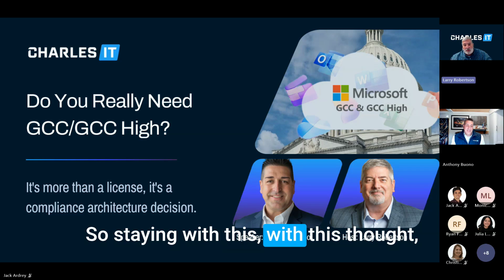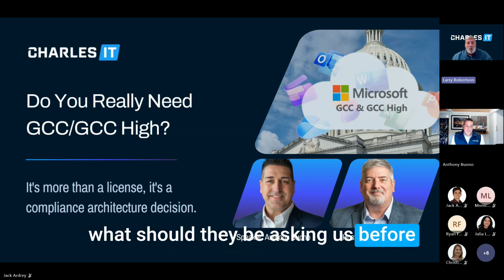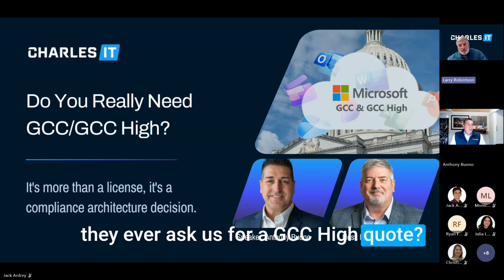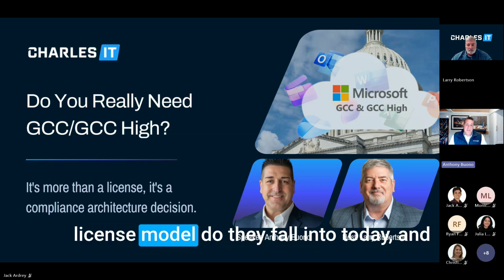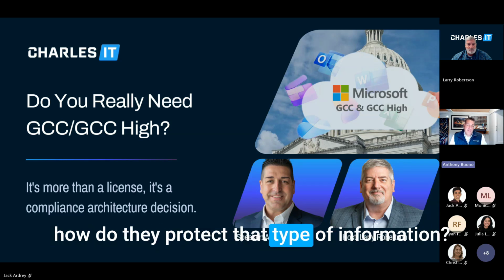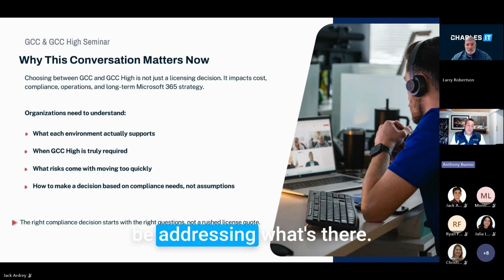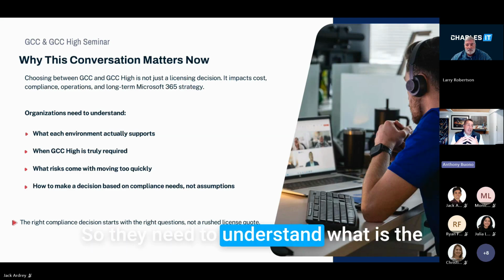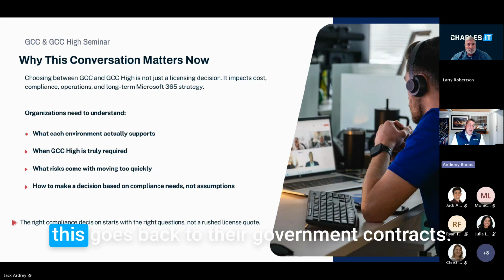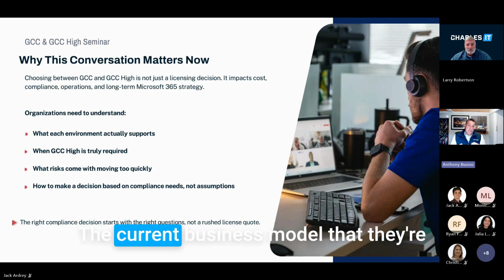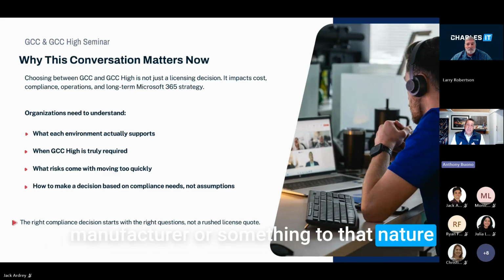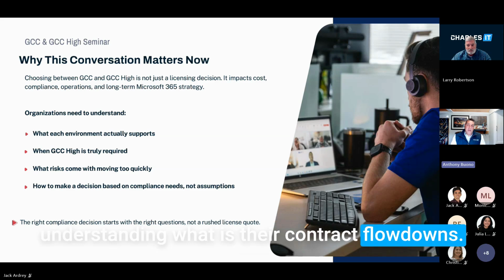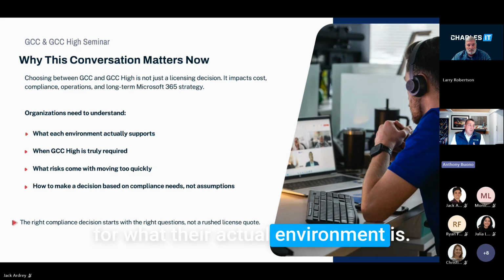So staying with this thought, what should they be asking us before they ever ask us for a GCC High quote? Yeah. One of the things is really what type of license model do they fall into today, and how do they protect that type of information? So the first question needs to be addressing what's there. They need to understand what is the environment that they're actually supporting. And this goes back to their government contracts. The current business model that they're under, with their manufacturer or a components manufacturer or something to that nature in the defense contract space, the idea is understanding what are their contract flow downs. Those flow downs give them the ability to define what their actual environment is.